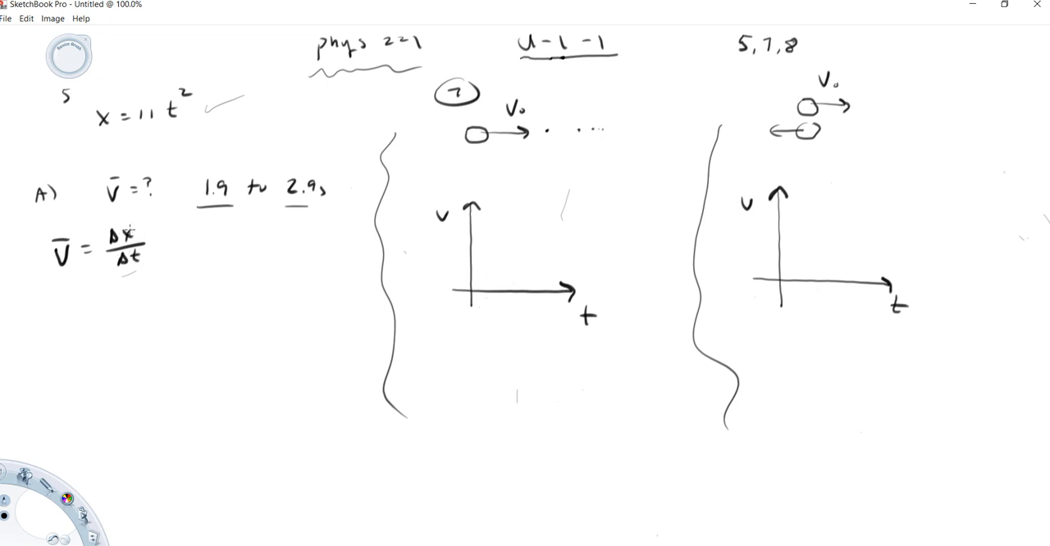If you're using x here to represent the position of the particle, all you need to do is calculate an x value at this time, an x value at this time, and the difference between them is your delta x, and the delta t is the difference between those two numbers. And that's enough on that. That'll probably get that one done. Let's take a look at number 7.